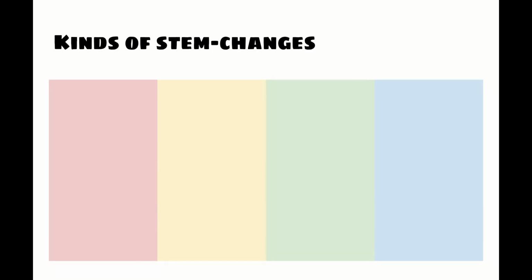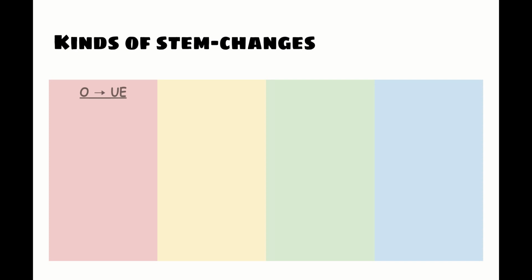So there are four different kinds of stem changes in Spanish, and you have to know if a verb is a stem-changing verb or not. Not all verbs are stem-changing verbs. You have to memorize if a verb is a stem-changing verb and what kind of stem-changing verb it is.